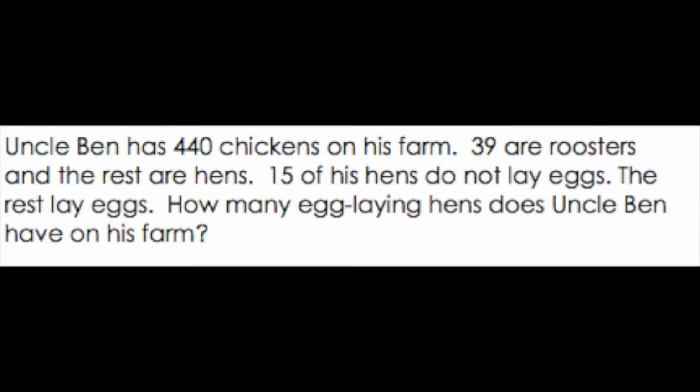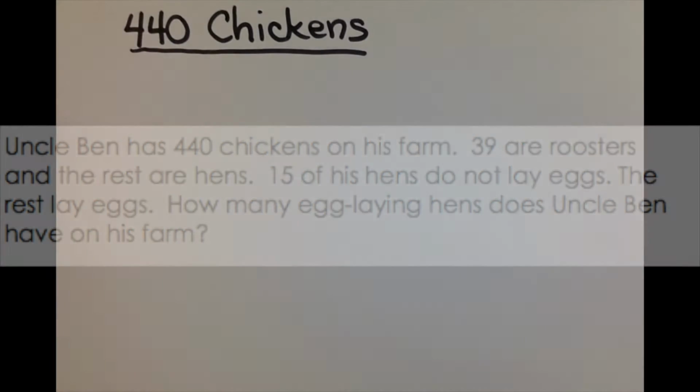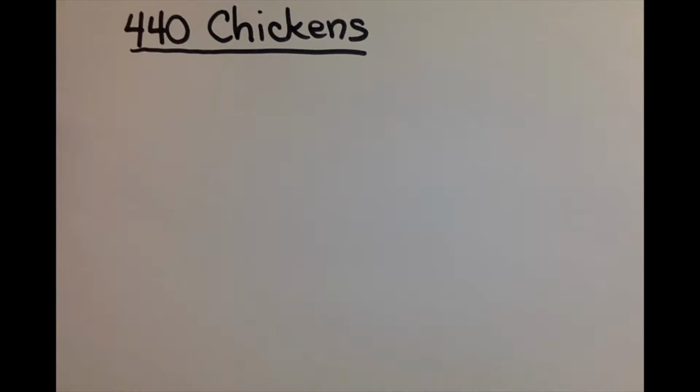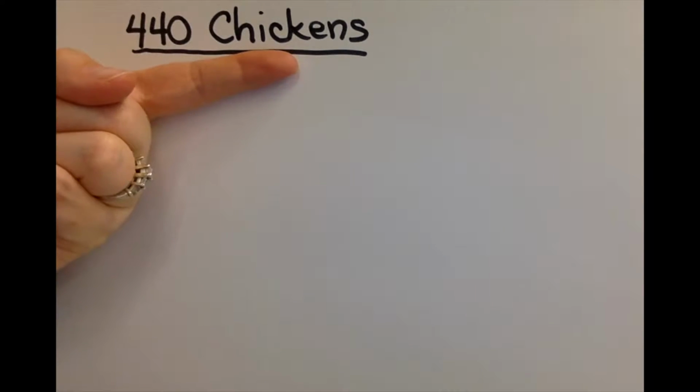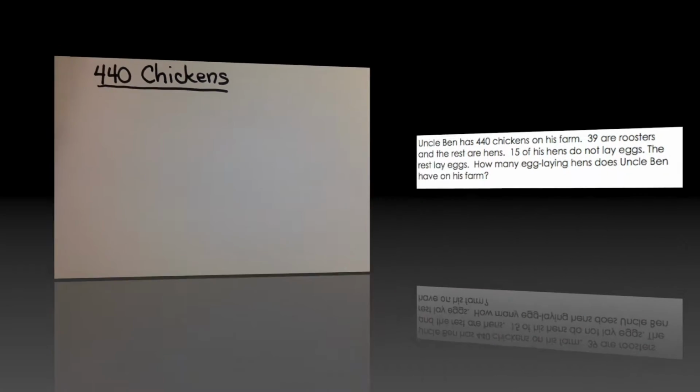All right, let's take a look at this problem. It starts off with Uncle Ben has 440 chickens on his farm. Let's write that down. So the problem said Uncle Ben had 440 chickens. We make sure to write that down, organizing our information. And anytime we write down a number, make sure that you put a label on it. 440 what? 440 chickens. Let's take a look at the next part.